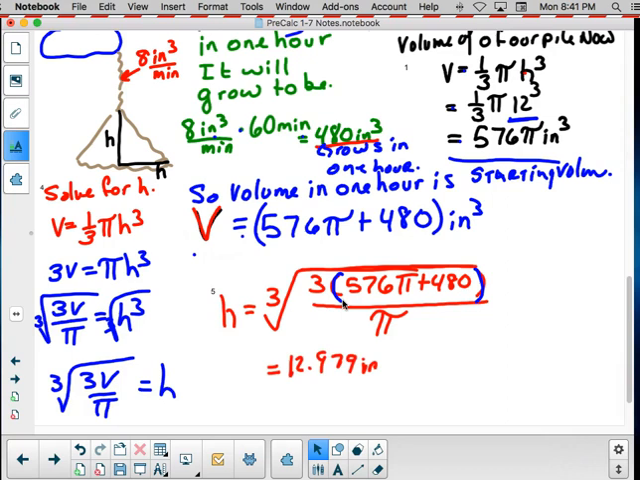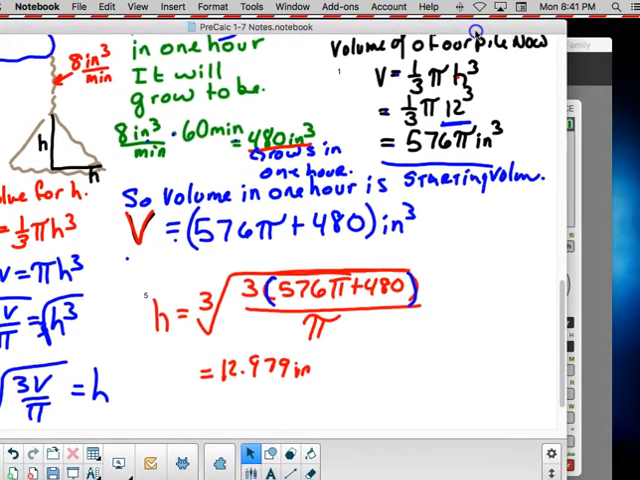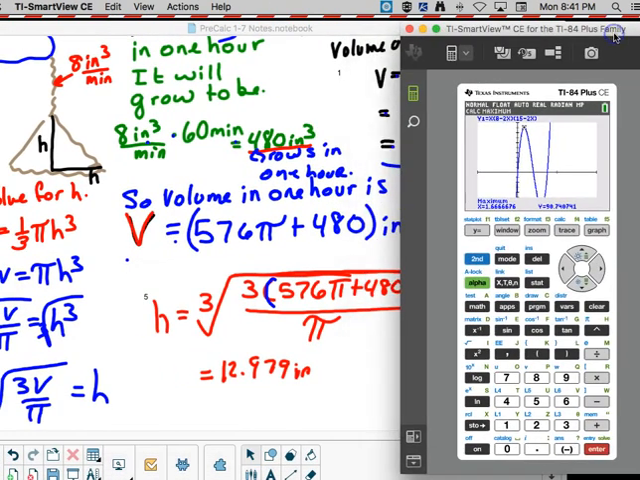But now, it's not helpful if you're not having fun with your calculator, so let's talk about our calculating and see how that would work. I'm going to go 2nd quit. I'm going to clear that out. I have the cubic root, and I'm just going to do it with powers. So I've got 3 times the quantity, 576 pi plus 480, close that, divided by pi, and then I'm going to close that, and those are all in, raised to the 1/3 power.